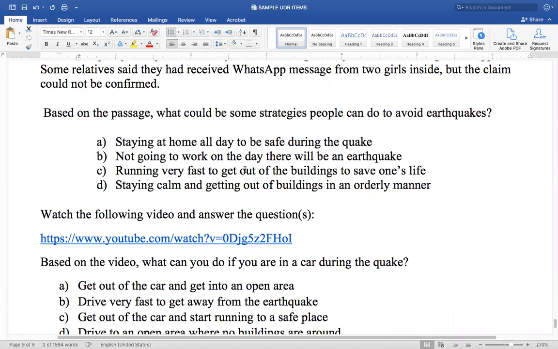So staying at home all day to be safe during the quake, not going to work on the day there will be an earthquake, okay? Running very fast to get out of the buildings to save one's life, or staying calm and getting out of buildings in an orderly manner, okay? So definitely you are thinking what I'm thinking.